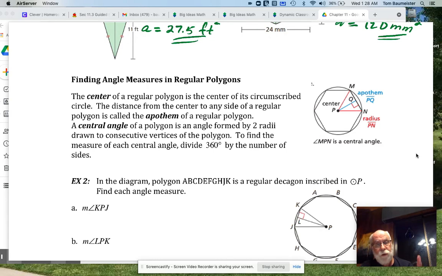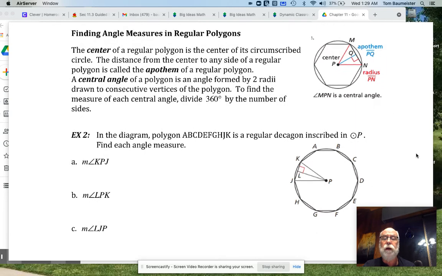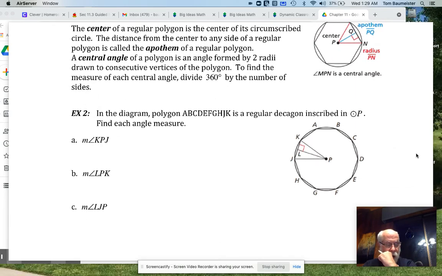A central angle, now that's something that we covered in chapter 7, I believe, is formed by the two radii, which I just showed you, drawn to consecutive vertices. So remember, vertices is where two lines meet. And to find the measure of the central angle, we're just going to divide 360 by the number of sides. All right, which we'll see here in our next example.